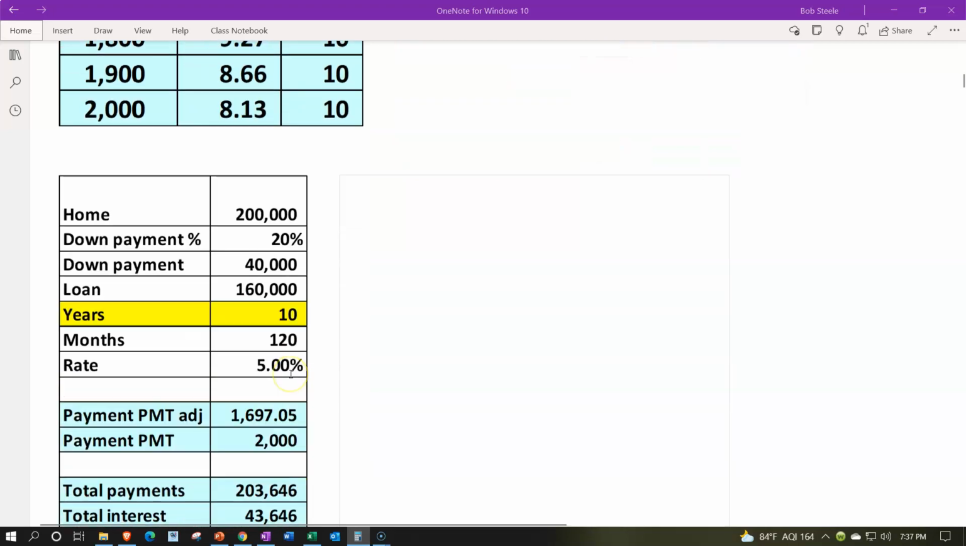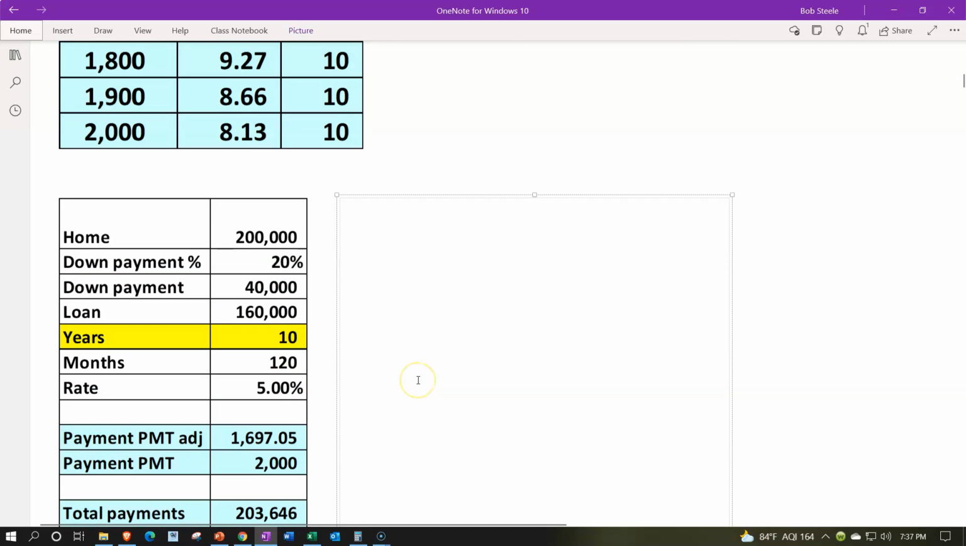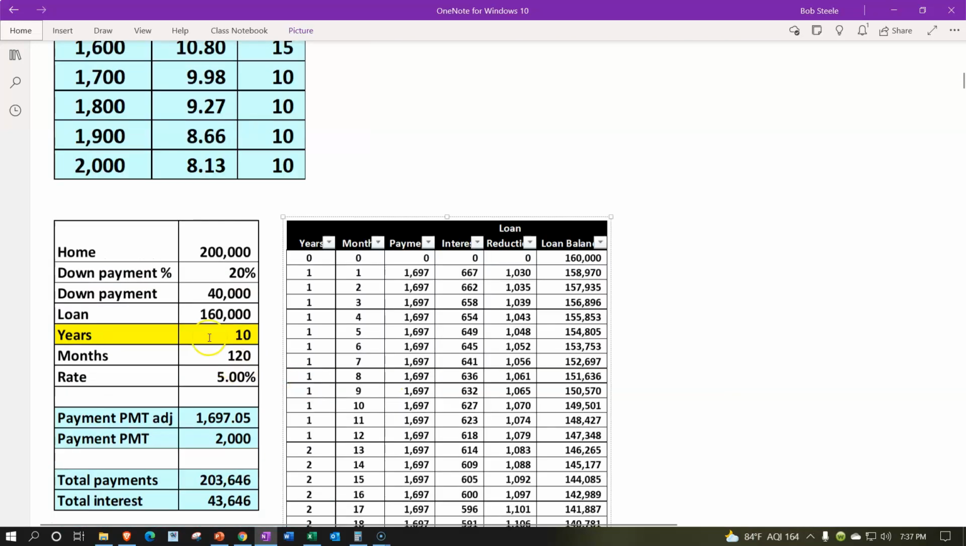Once we have that information, then we can do our similar kind of calculations down. So once we have the years, we can calculate the amortization table. Now, this one had 2,000 on the payment, which calculated out to be 10 years, having everything else constant, or 120 months. And then the actual payment was the 1,697 after we rounded the years. That's what we're actually using in the amortization table.